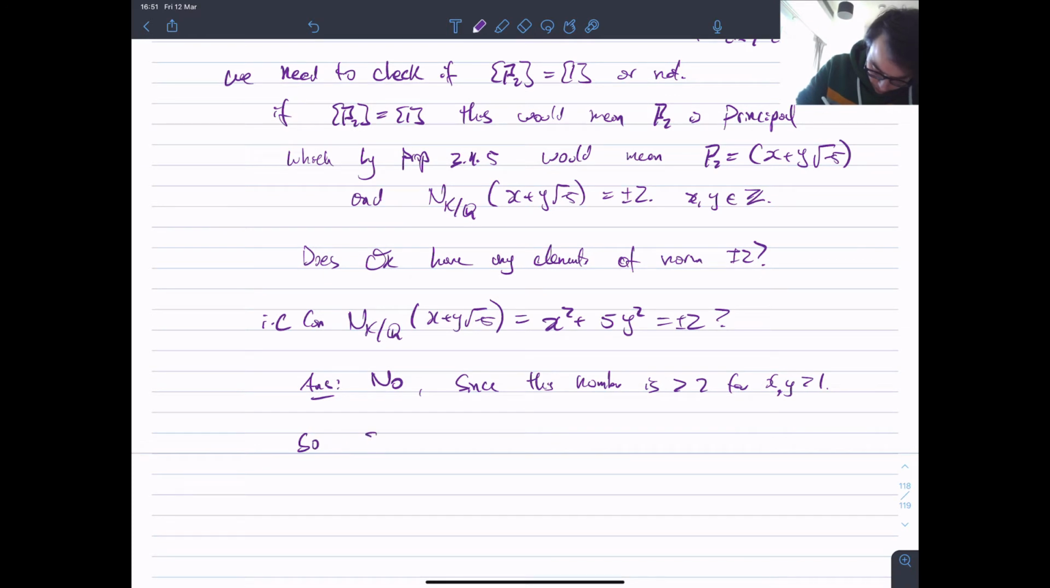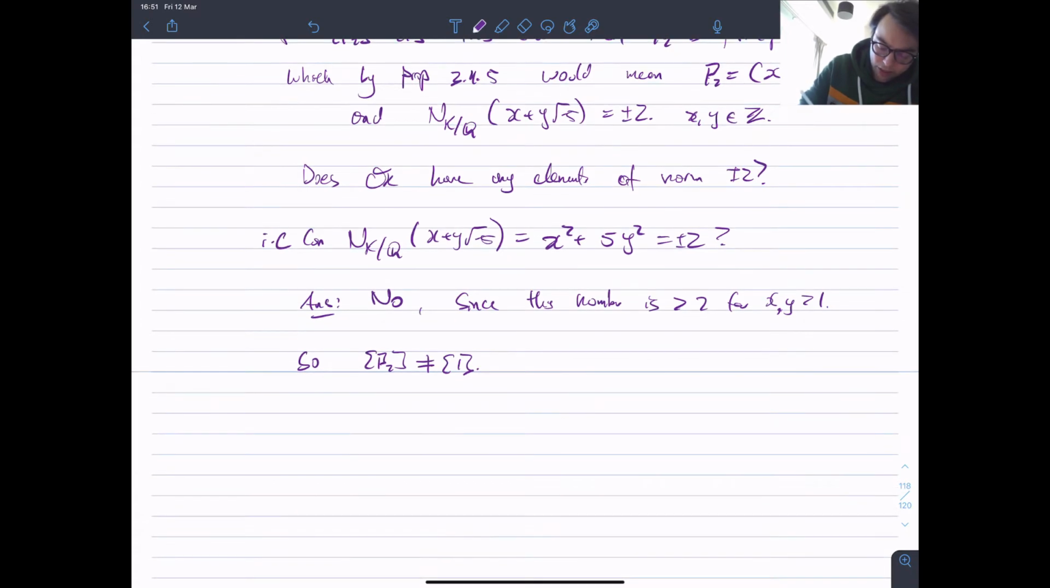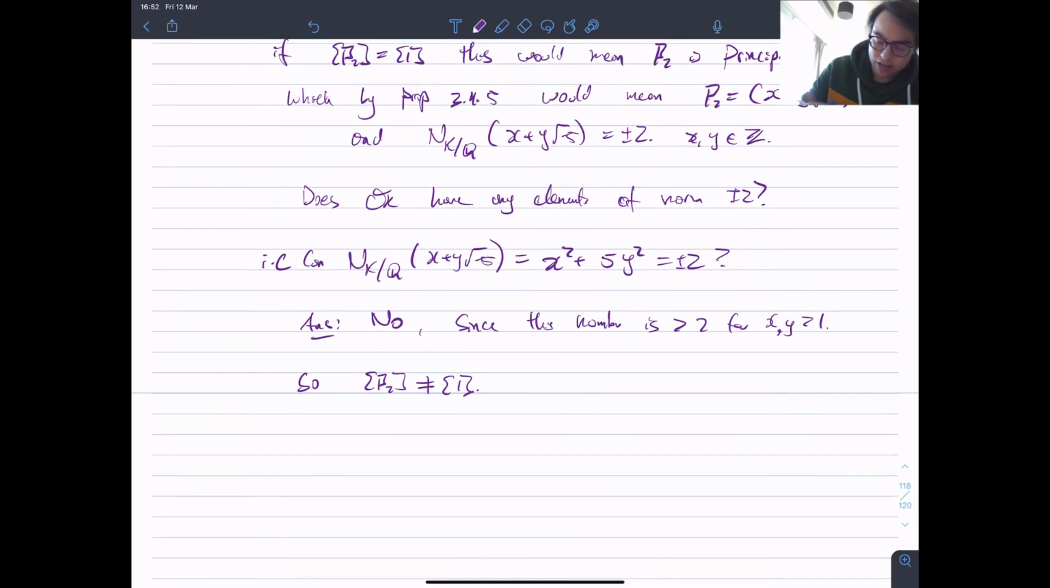So the class of P2 can't be the trivial class, because there can't be any elements of norm 2. Therefore, the class group of K is a group with 2 elements, and is isomorphic to... So what's the only group of size 2? It's isomorphic to C2.